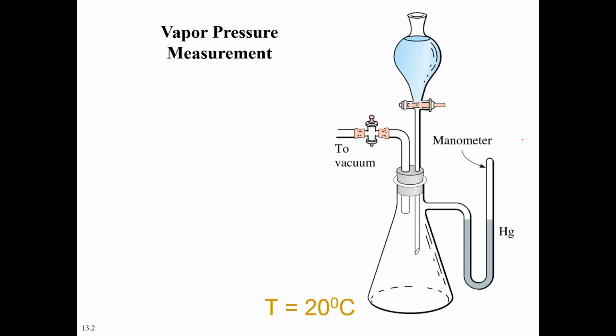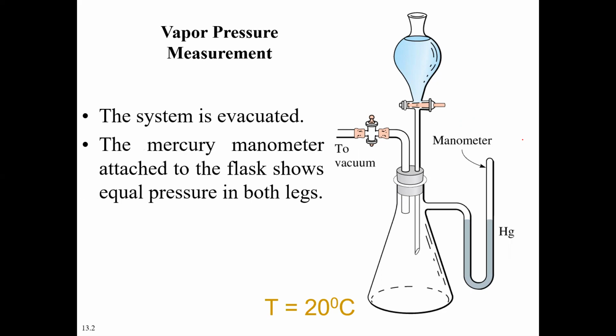So if you were to measure this kind of relationship at 20 degrees, you use what is called a manometer to do that. And this would be the vapor pressure of water in this situation, which would indicate what it is. The system is evacuated with a vacuum. The mercury manometer shows equal pressure in both legs. You have equal pressure right here. Then water is let into the system there through the valve.